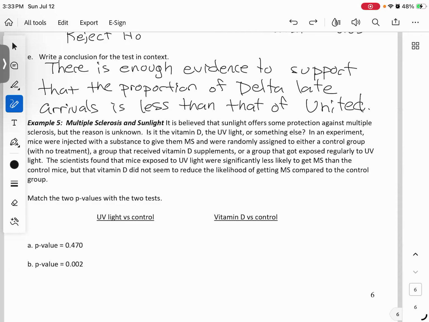Hopefully you paused the video and had a chance to read through this one. You could see right here where they say that the UV light showed that they were significantly less likely to get MS. So for that reason, it deserves the good p-value, the really small p-value, that it was probably not a fluke, that it showed significant results. And then the not so good p-value, if vitamin D did show any sort of benefit, they're not really excited about it, it's probably because it owned that p-value, like a 47% chance that it was a fluke.